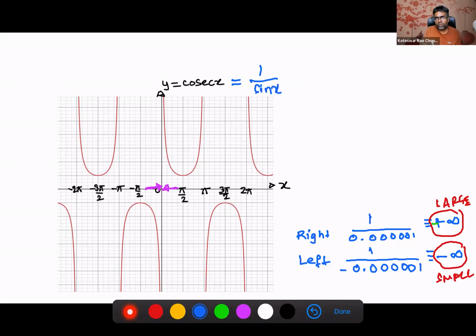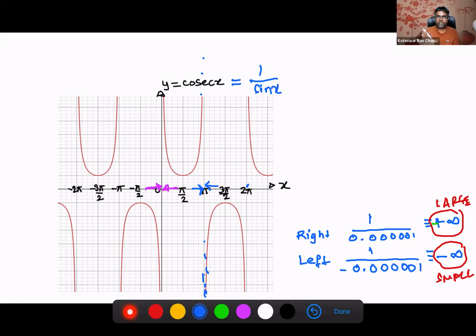If you are in the second quadrant, that means you are just to the left of pi, and that is why you see very large cosecant values. When you are in the third quadrant, close to pi, your sine values will be negative, and that is why you see a very small value. So you get minus infinity. And again, when you come back to pi, it's like zero. So again, you have positive and negative.